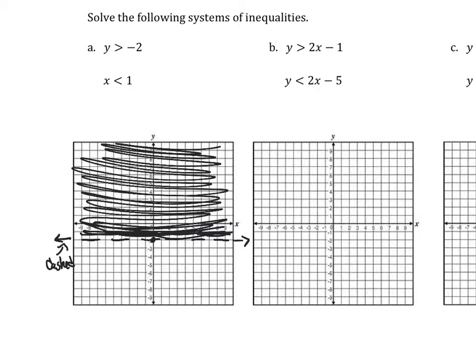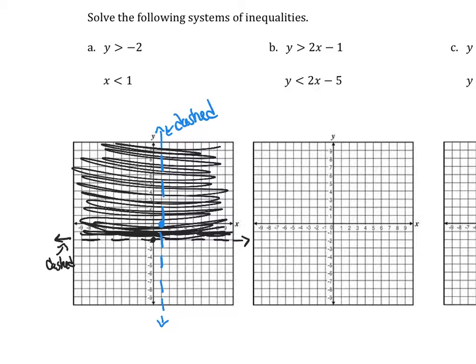And then our second one, x is less than 1. If this was just the equation x equals 1, what would that line look like? Yeah, a vertical line at x equals 1. So you go to the x value of 1. It's right here. And as a vertical line, will it be solid or dashed? Dashed. You can label it dashed.